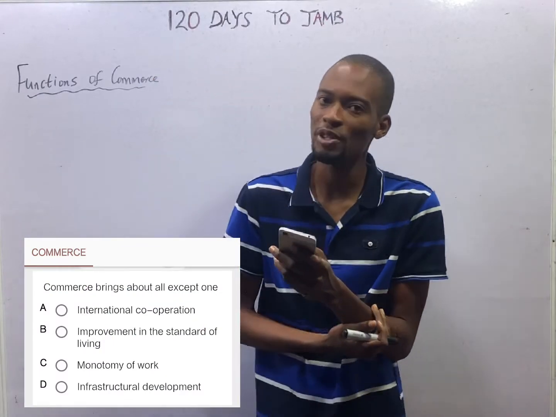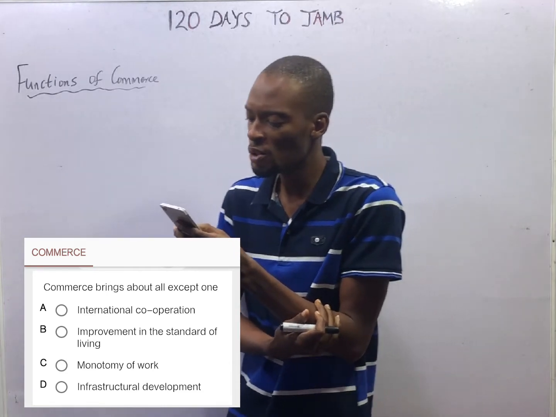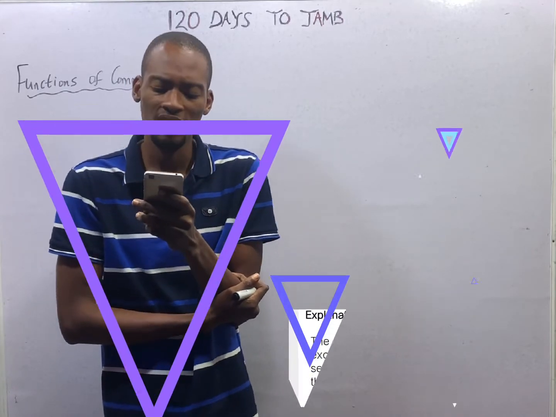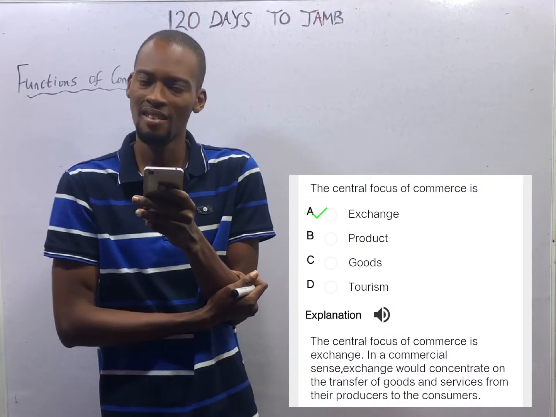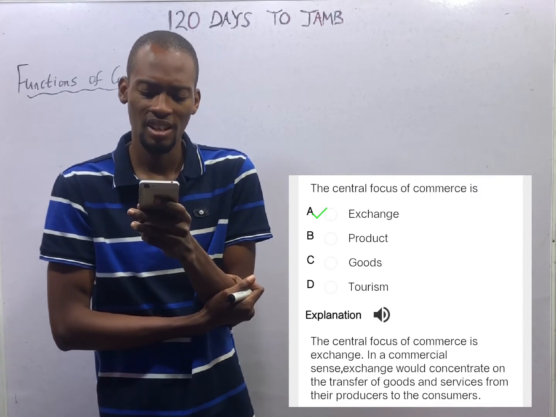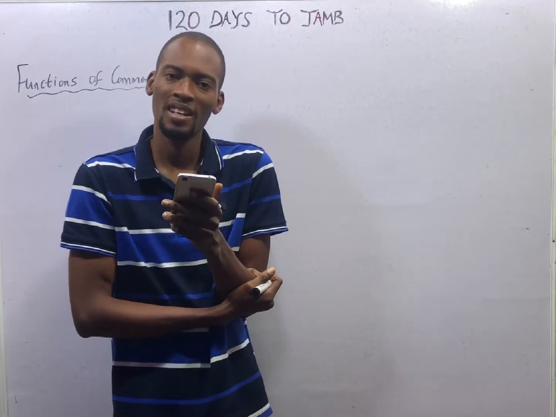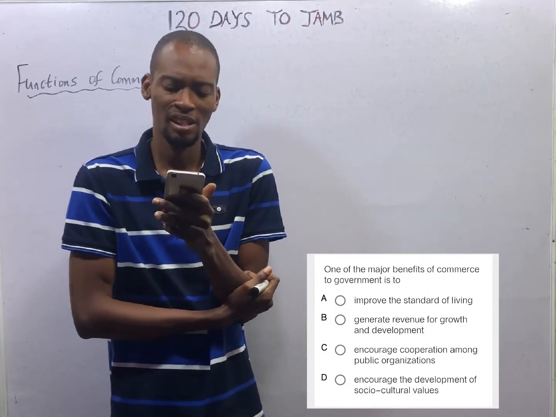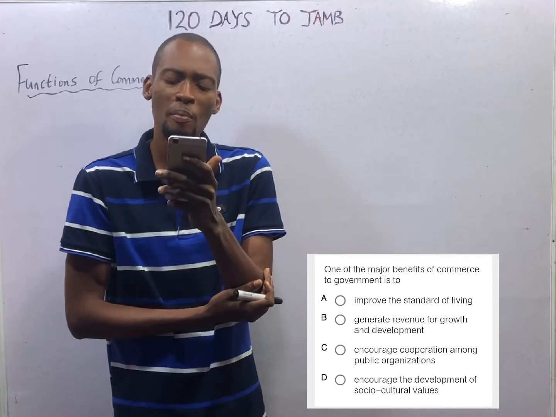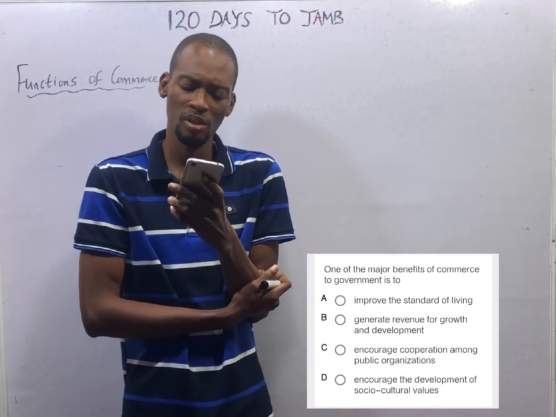And this is: commerce brings about all except one. A. International cooperation, B. Improvement in the standard of living, C. Monotony of work, and D. Infrastructural development. And this is: the central focus of commerce is dash. A. Exchange, B. Products, C. Goods, and D. Tourism. And the last question says, one of the major benefits of commerce to government is dash. A. Improve the standard of living, B. Generate revenue for growth and development, C. Encourage cooperation among public organizations, and D. Encourage the development of sociocultural values to the government.